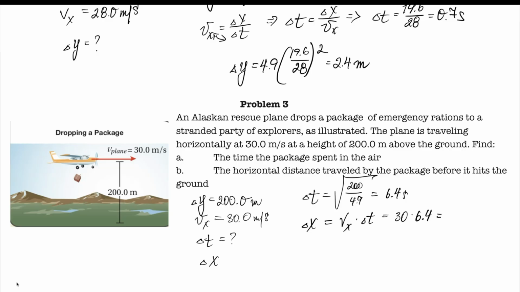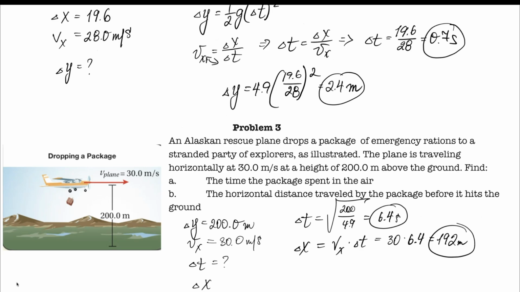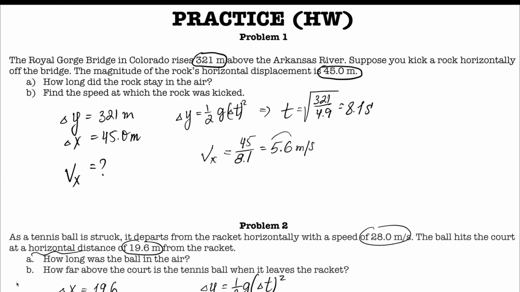What is it? 200 and something. 30 times 6.4, 192 meters. Voila!